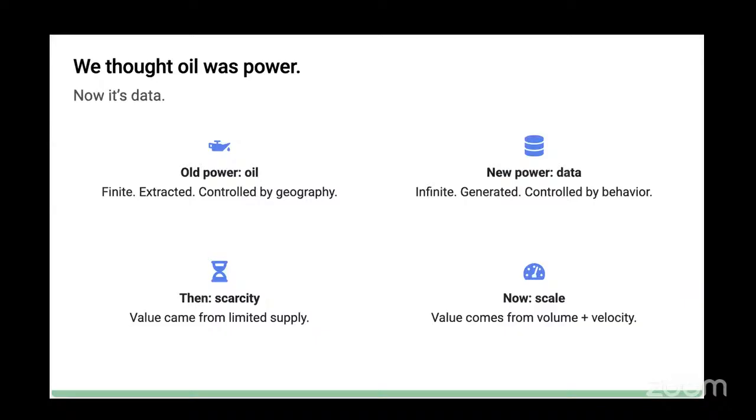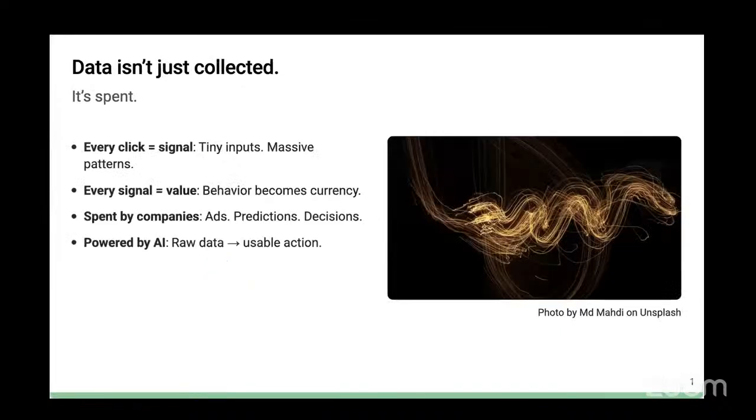For decades, power came from oil. It was scarce, physical, and tied to geography. But data changed the rules. It's everywhere, constantly generated, and it becomes more valuable the more it's used. Today, power doesn't come from scarcity, it comes from scale. Data isn't just collected and stored, it's spent like currency in the digital economy. Every action you take becomes a signal, and those signals are continuously turned into measurable value.